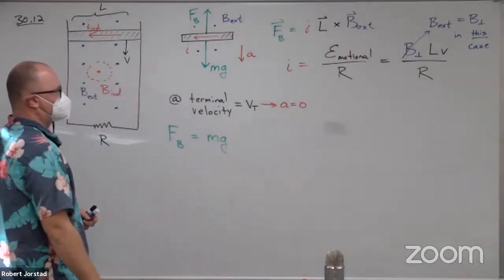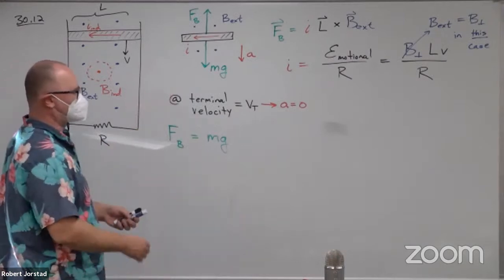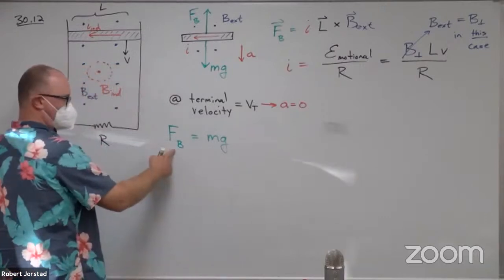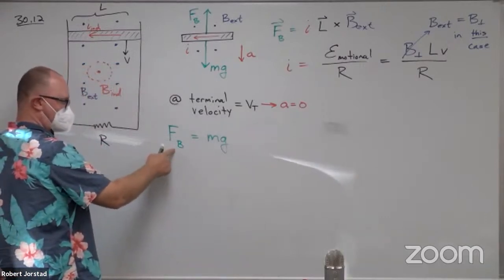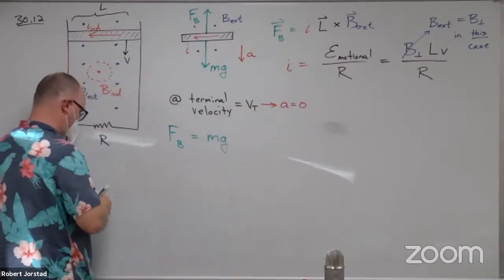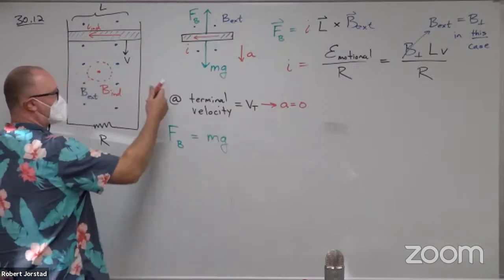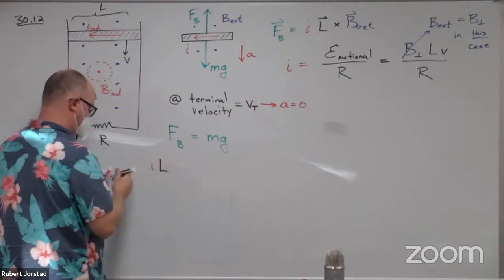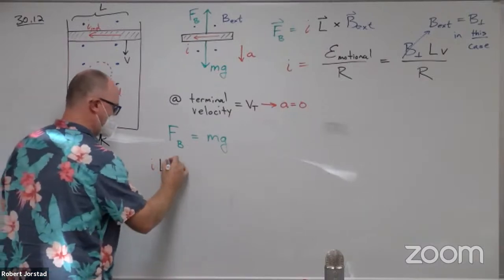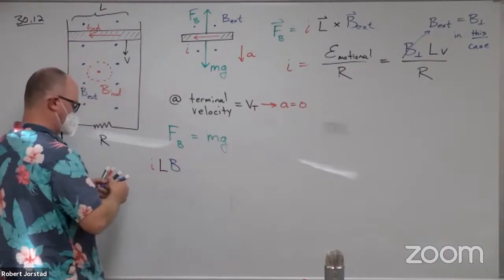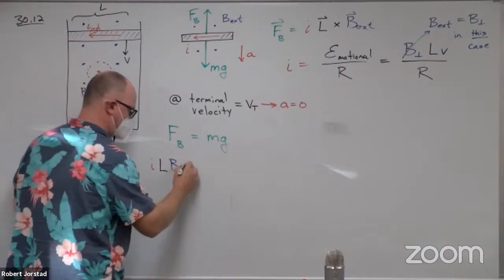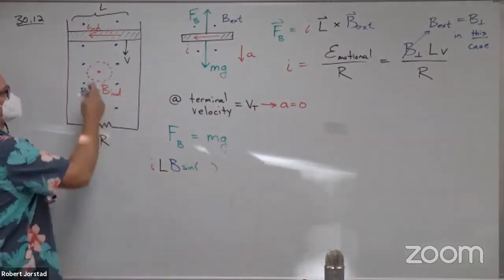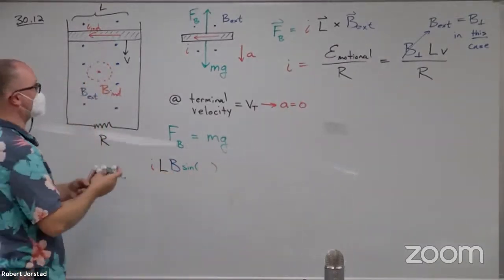All right. So let's plug all this in and see what we get. Force B, if I just want the magnitude of force B, what can I write? It's going to be I, L, B, sine theta or something like that. In this case, what's the angle between B and L? That's also 90. It's a different 90, right?